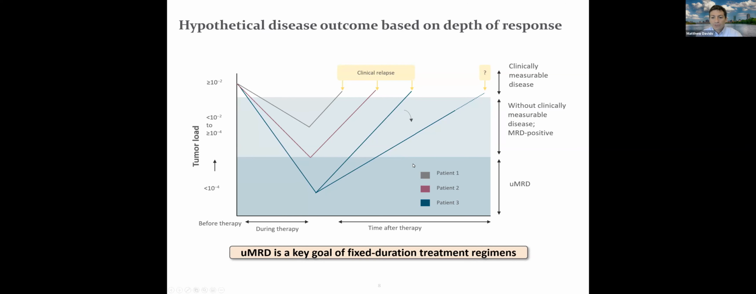When we're using these fixed duration treatment regimens like chemotherapy or the Venetoclax-based regimens, what we call UMRD, or undetectable MRD, is really a key goal of therapy, because the lower you can get and the more quickly you can get there, we think the longer the remission duration will be without the need for ongoing treatment. Again, it's not as important if you're going to be on a continuous treatment, because we know those can be very effective even without achieving undetectable MRD, but they do require the ongoing nature of the therapy.